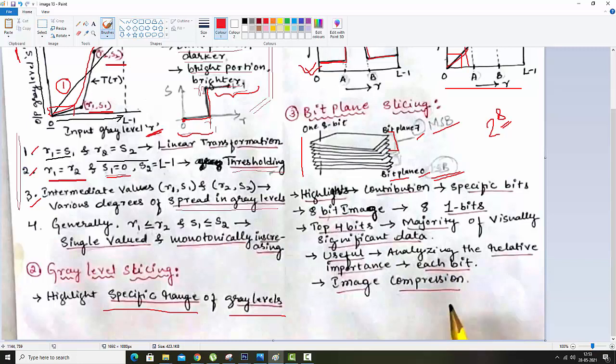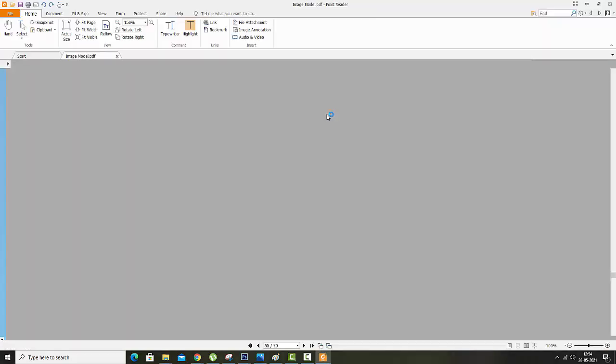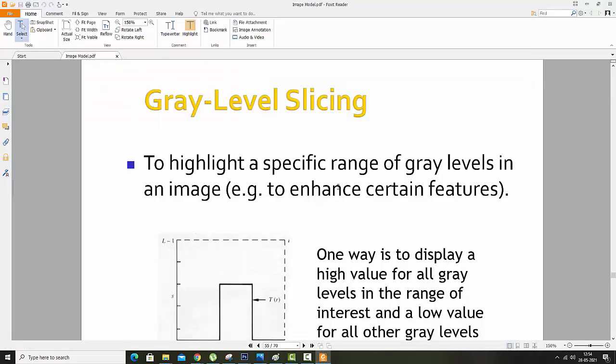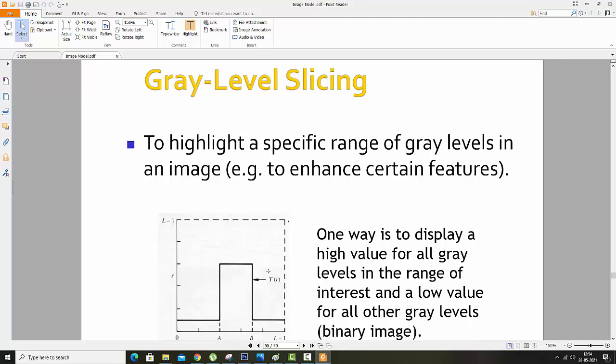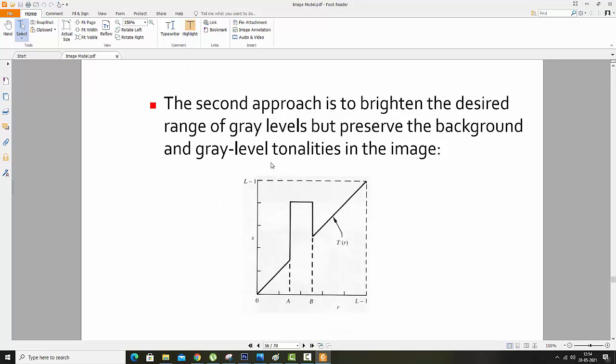So what happens actually, in an 8-bit image, first these 4 are called the majority of visually significant data, and this one is analyzing the relative importance, and the lower ones are not so important. That we can show from this PPT, the image model. Let it open. So gray level slicing is present here also, mainly a binary image that has been given, and also gray level tonalities in the image are given.